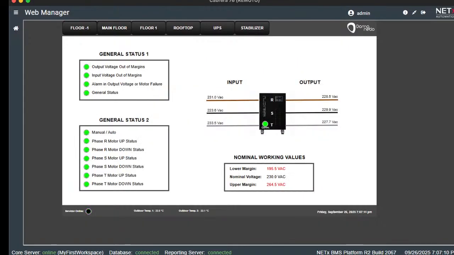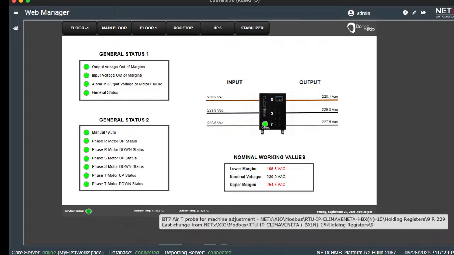So I have the stabilizer here as well. I can see all the values, input and output, real time as well. And I can also see the status. And by the way, in the bottom line, I can see that the server is online, the day of today, and the temperature. I'm getting the temperature from two probes, okay, outdoor probes.